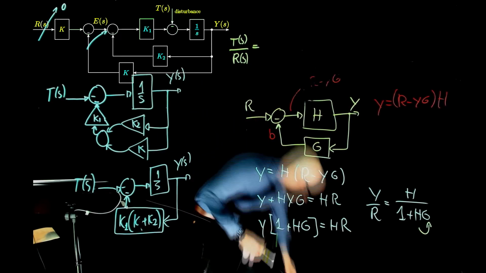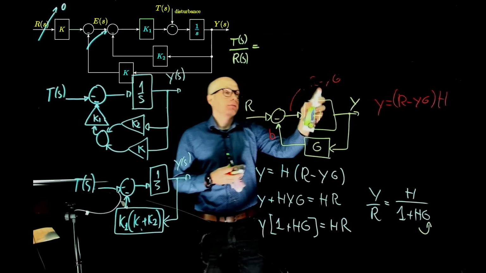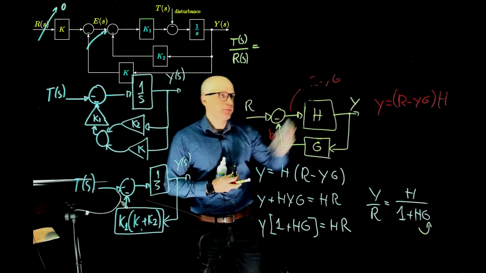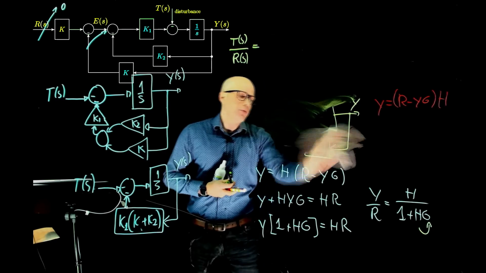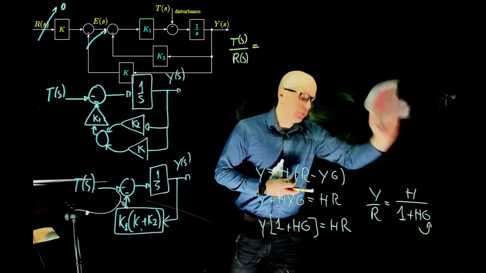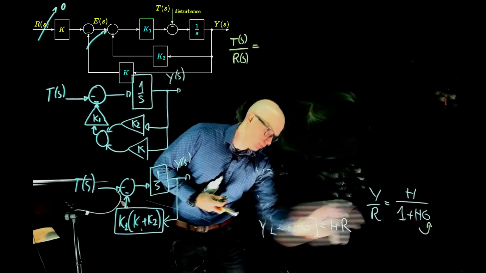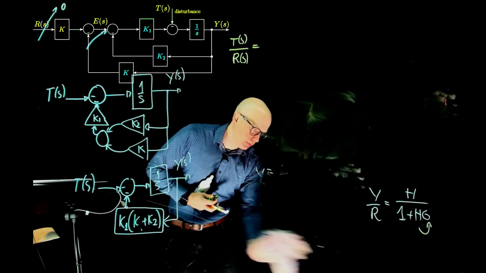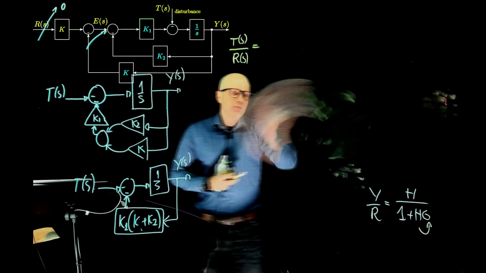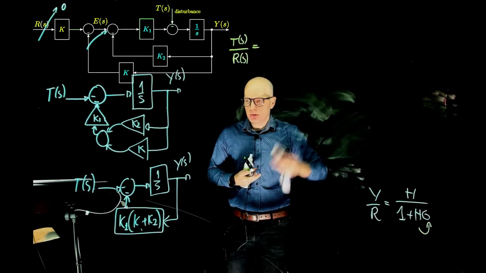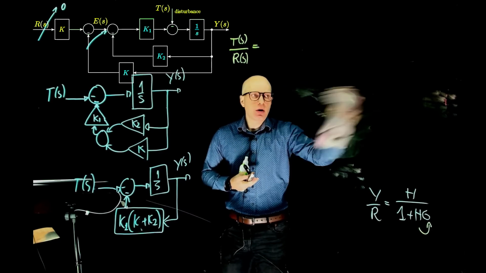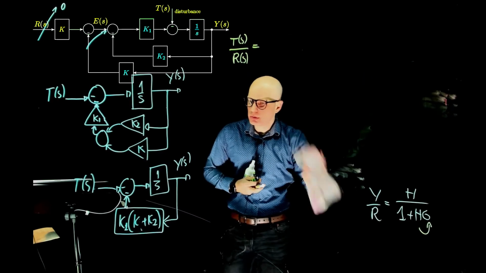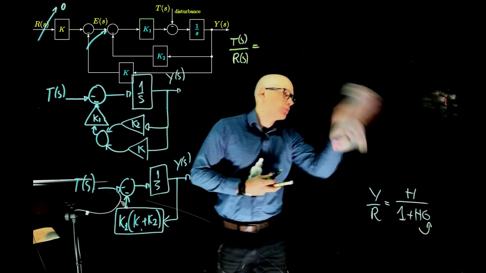Okay, so let me erase this. Now we have the generic expression for this feedback loop. So Professor, in this case, R actually equals T of s, right? Because we built that model for this one. R equals T of s, yes.